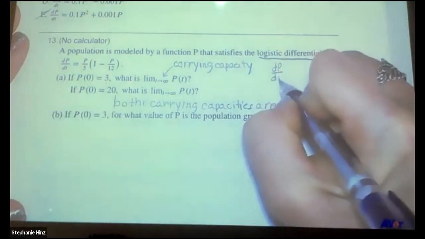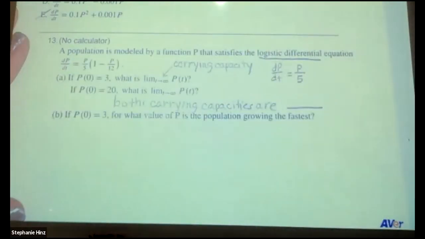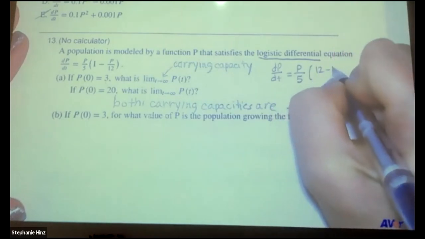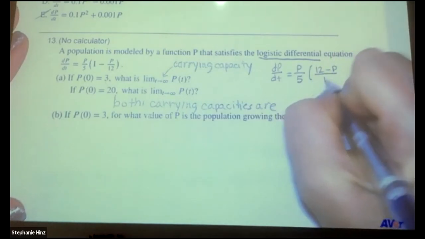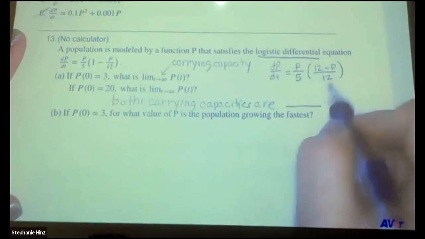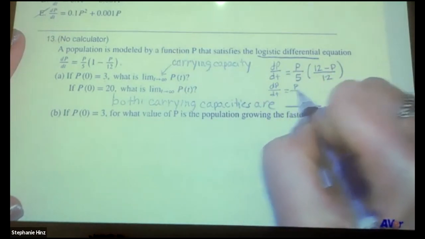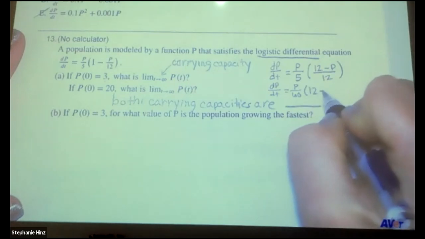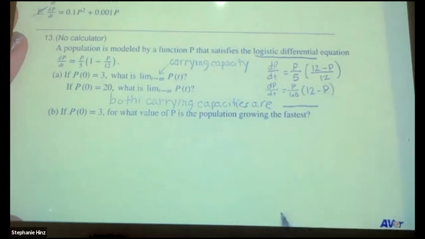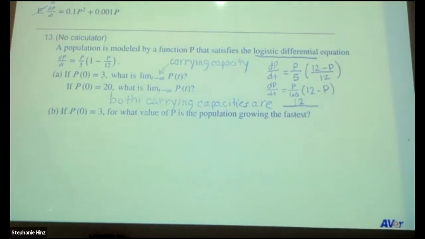So dp dt equals P divided by 5. My hair keeps getting in the way. And then we've got 12 minus P divided by 12. All I did was get a common denominator there. I'm going to factor out that 12. So dp dt equals P over 60 times 12 minus P. So P over 60 times 12 minus P, my carrying capacity is right there. It is 12. All right.